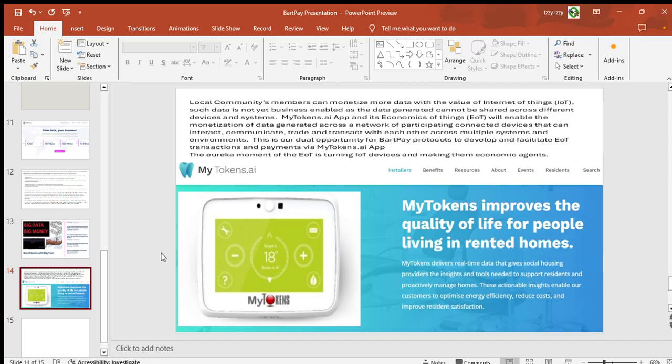But MyTokens.ai app and its economy of things will enable the monetization of data generated across a network of participating connected devices that can interact, communicate, trade, and transact with each other across multiple systems and environments. This is our dual opportunity for BartPay protocols to develop and facilitate economy of things transactions and payments via the MyTokens.ai app. The eureka moment of the EOT is turning IoT devices into economic agents.